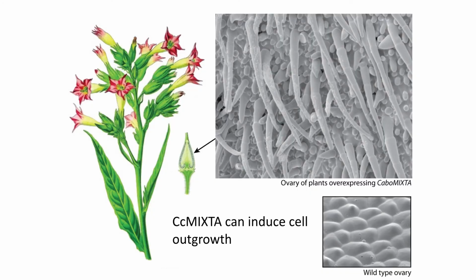We can't do transgenic work in Cabomba, but what we can do is take that gene and express it in a different system. So this is a heterologous expression system. We've expressed it in the tobacco ovary, which normally has flat cells, and you can see it induces conical cell formation and trichome growth. So the protein is certainly capable of generating cell outgrowth. And so that makes us think that actually this pathway, this MIXTA-driven pathway to produce conical petal epidermal cells, is ancient in the flowering plants.